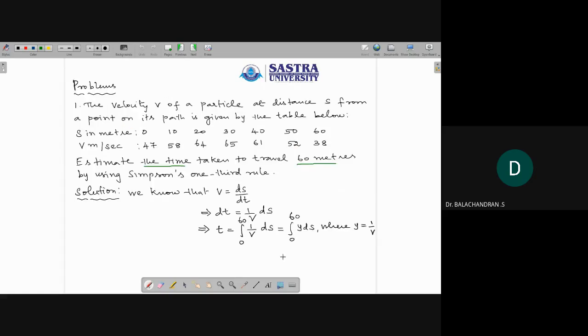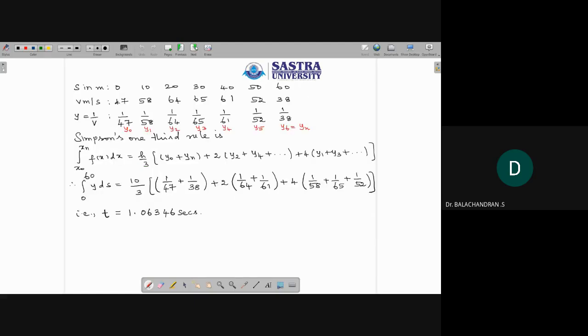What is the previous table? y ds, that is t. We are finding the estimate of the time. So t equals integral 0 to 60 y ds, where y equals 1 by b. Okay, now I think I am explaining here.